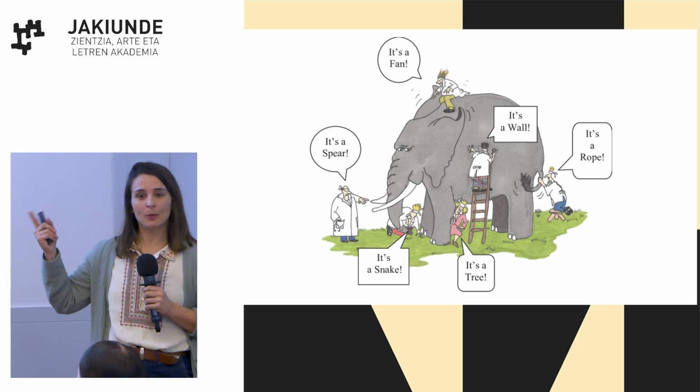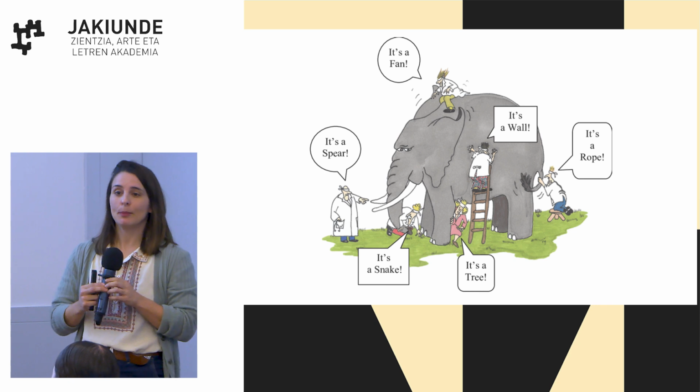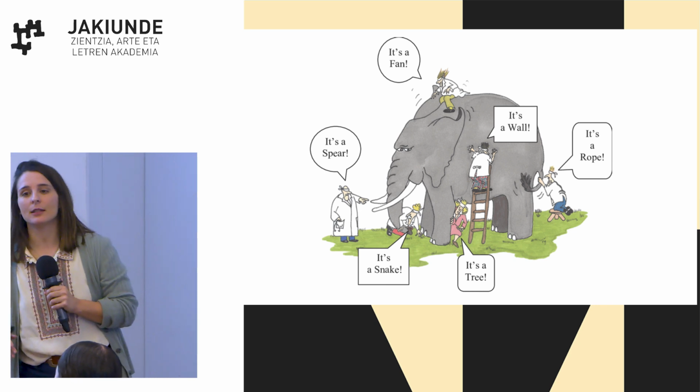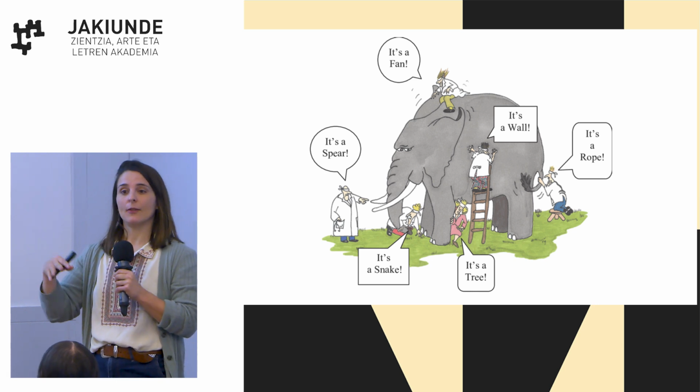This is an Indian parable where the story goes that there were several blind men who had never seen an elephant, and each of the blind men approaches the elephant from a different part.